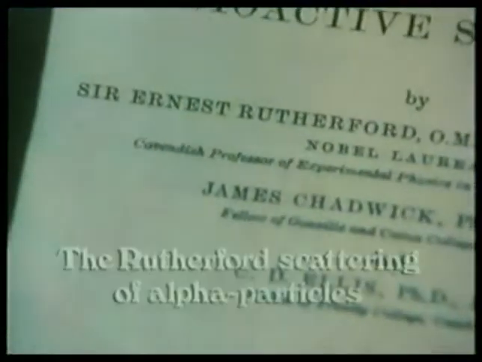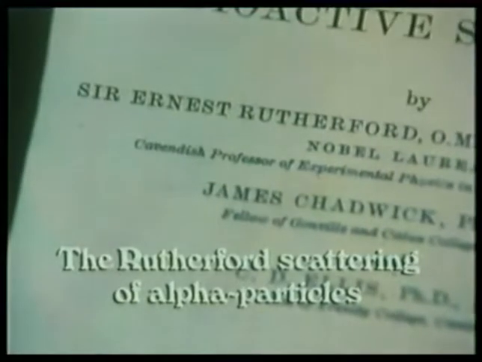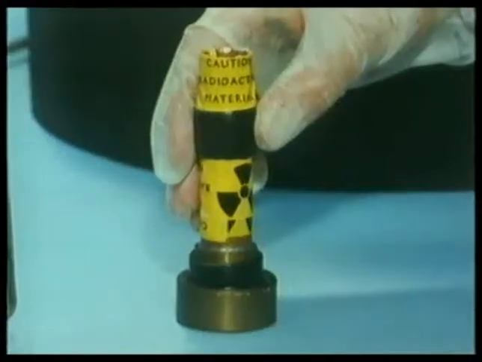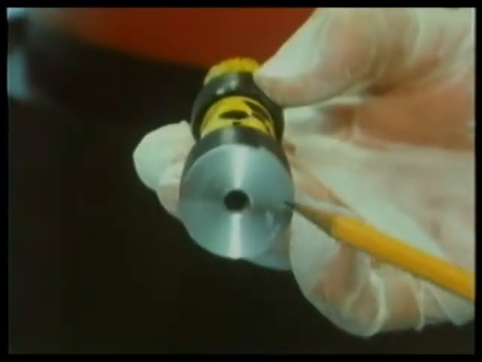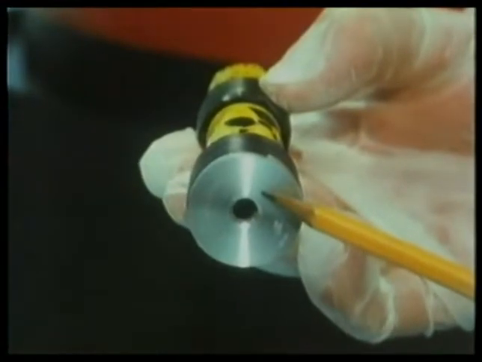The great physicist Ernest Rutherford, working in Manchester in 1910, evolved his theory of the nuclear atom from experiments on the scattering of alpha particles by thin metal foils. We're going to reproduce the classic experiments. We shall use americium-241 as our source of alpha particles.